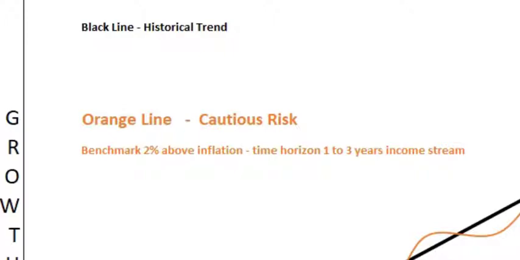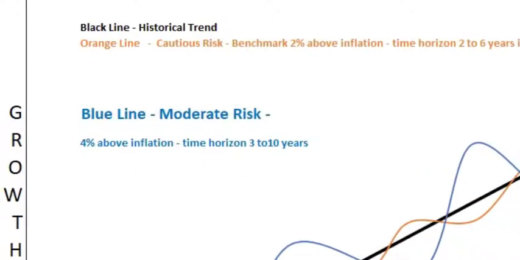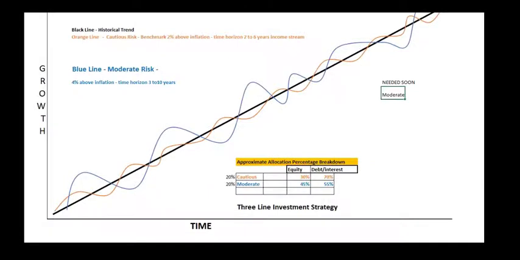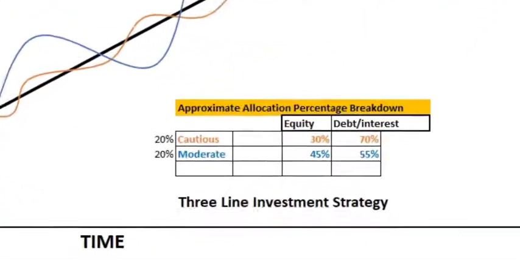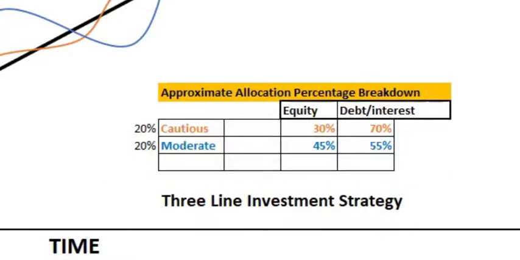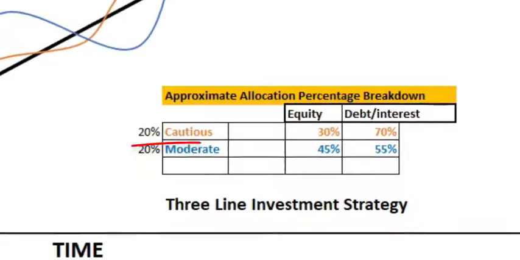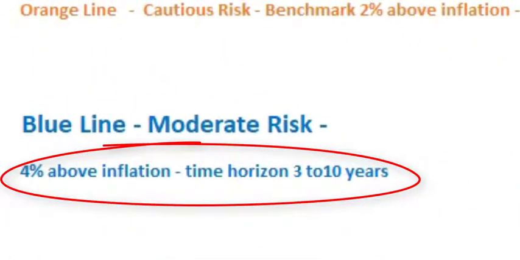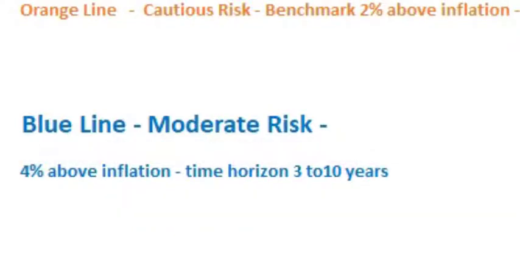The next line represents the moderate line in blue, and it fluctuates more than the cautious line. This will not be used to produce an income stream, but rather serve as a backup should the client require extra capital. In our model, we have chosen 45% equity and 55% interest, or debt instruments as they're called in the market. With a benchmark of 4% above inflation, this money will only be needed within the next 3 to 10 years.